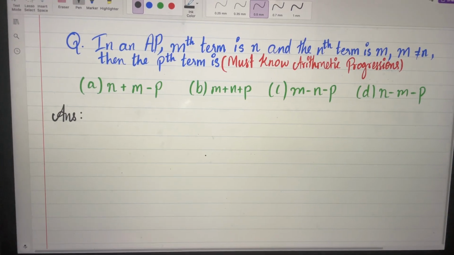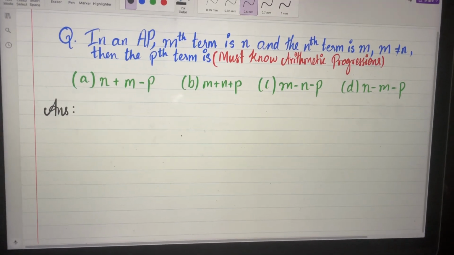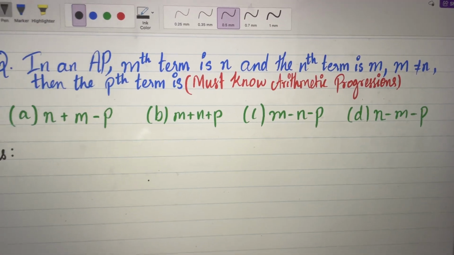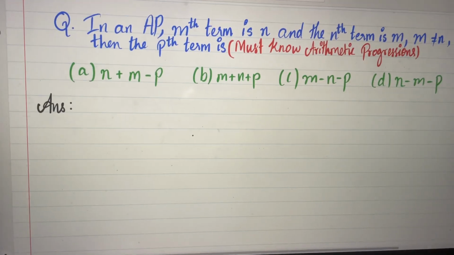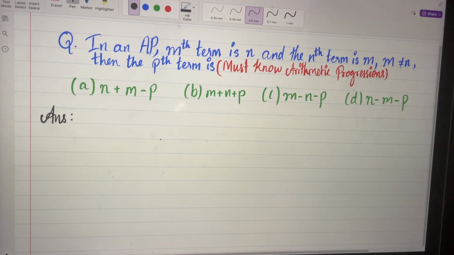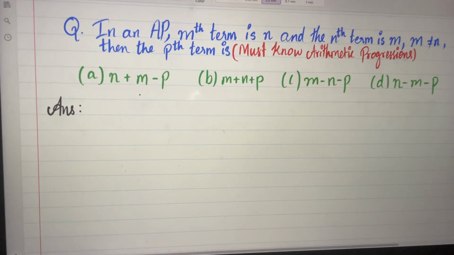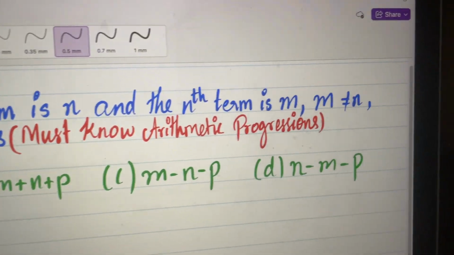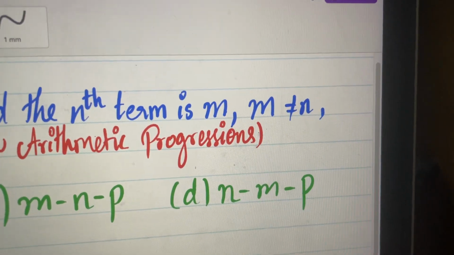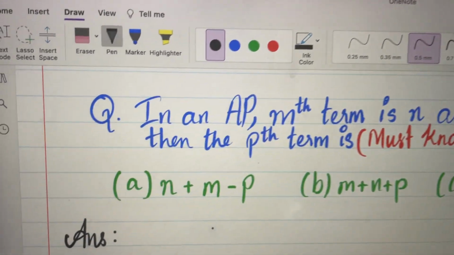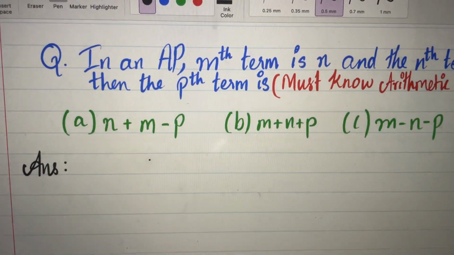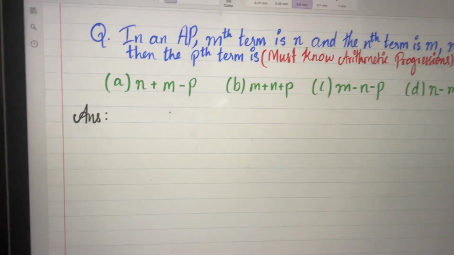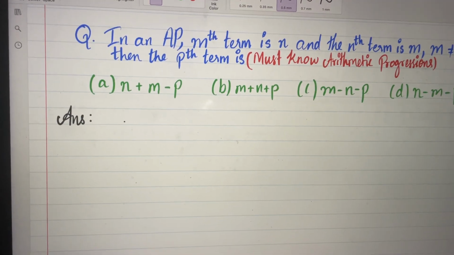I like this question personally. It kind of combines what I know about this topic and makes it algebraic and kind of abstract. Okay, so let's try solving this. In an AP, the m-th term is n and the n-th term is m, where m is not equal to n, then the p-th term is. So we have to find the p-th term. Alright, so let's try solving it, shall we?